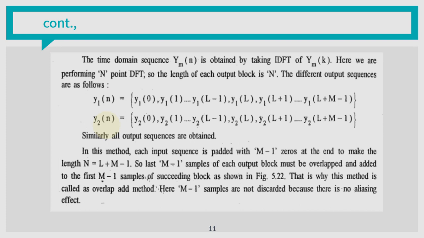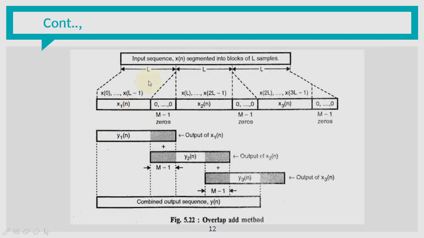overlap add method. So that's why: this is the input sequence x1 of n, m minus 1 zeros are padded; x2 of n from the sequence, m minus 1 zeros are padded; x3 of n from the sequence, and m minus 1 zeros are padded. This x1, x2, x3 is multiplied with the h of n block, so you will get y1 of n, and this output block can be added with the next m minus 1 data, again y2 of n, and the output of y2 of n, m minus 1 samples are added to the next block's m minus 1 samples, so you will get the combined output y of n.